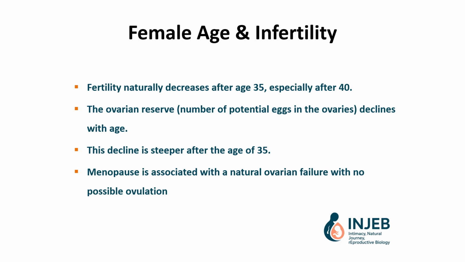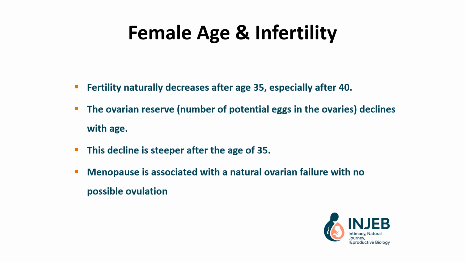So, female age is a factor of infertility. Fertility naturally decreases after age 35 and especially after 40 years old. The ovarian reserve, that's to say, the number of potential eggs in the ovaries, declines with age. This decline is steeper after the age of 35.